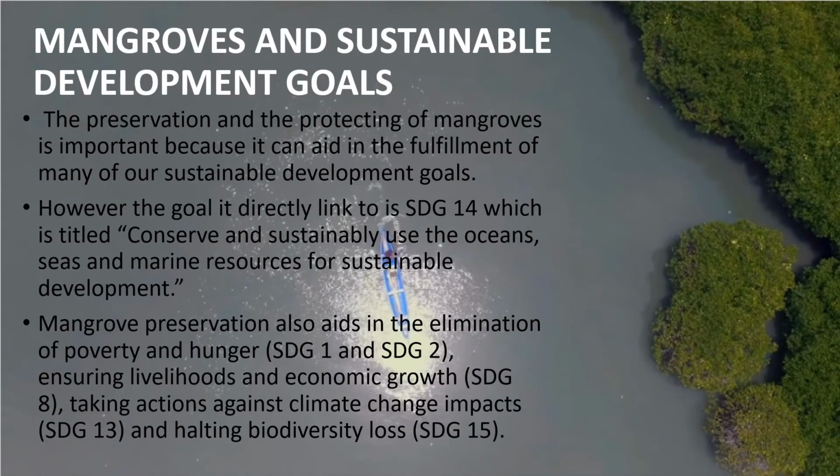Besides the benefits listed earlier, it is very critical and important to maintain and preserve our mangroves because they aid in sustainable development. The preservation and protection of mangroves is important because it can aid in the fulfillment of many of our sustainable development goals. However, the sustainable development goal that mangrove ecosystems are directly linked to is Goal 14: conserve and sustainably use the ocean, seas, and marine resources for sustainable development. However, this is not the only goal that mangrove ecosystems seem to aid.